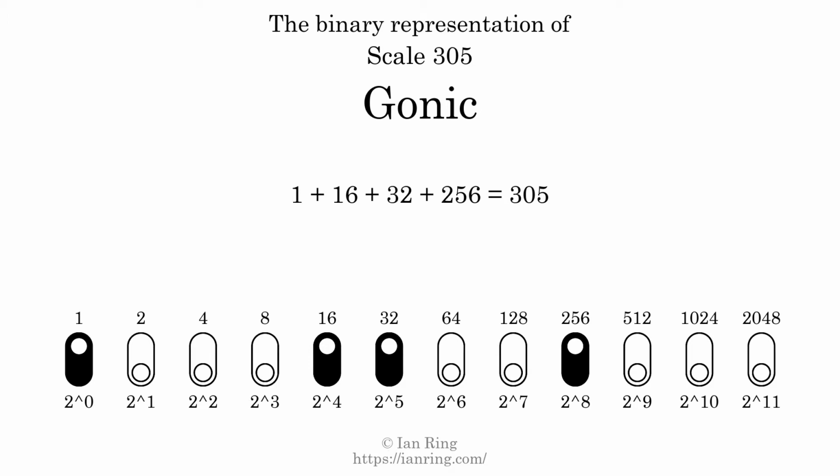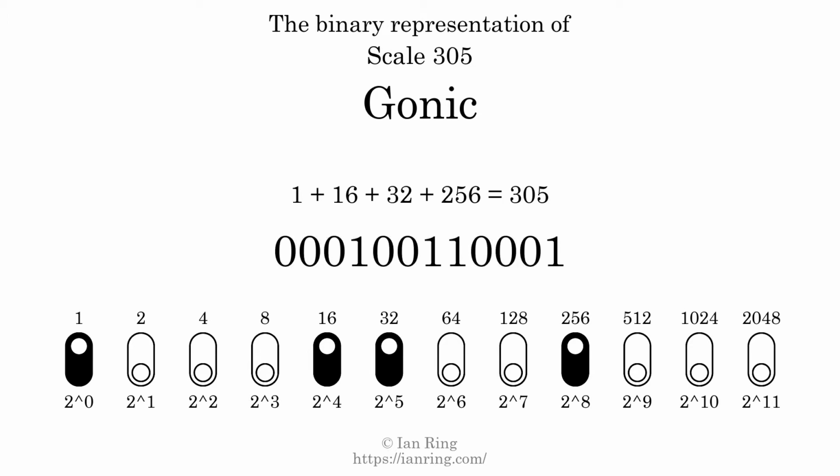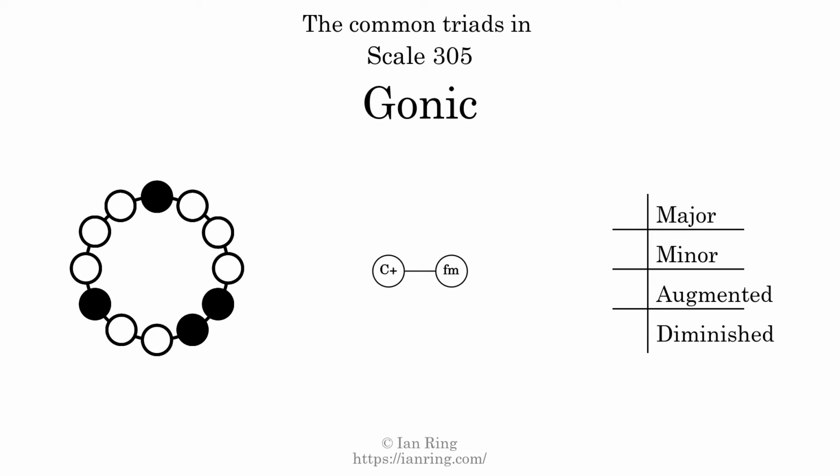The scale number not only enumerates the scale with a unique index, but it also literally describes the tonal content of the scale. Represented as a binary number in base 2, the scale number is 0001001100001. Here are the common triads present in this scale.